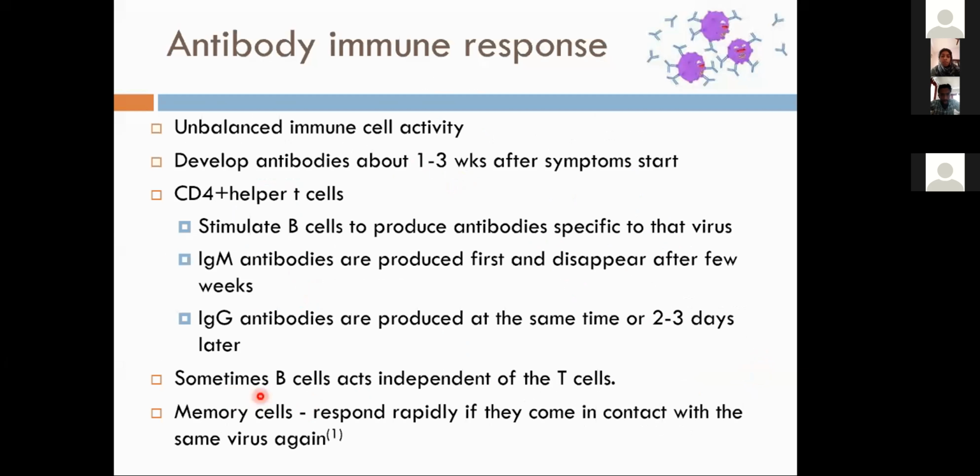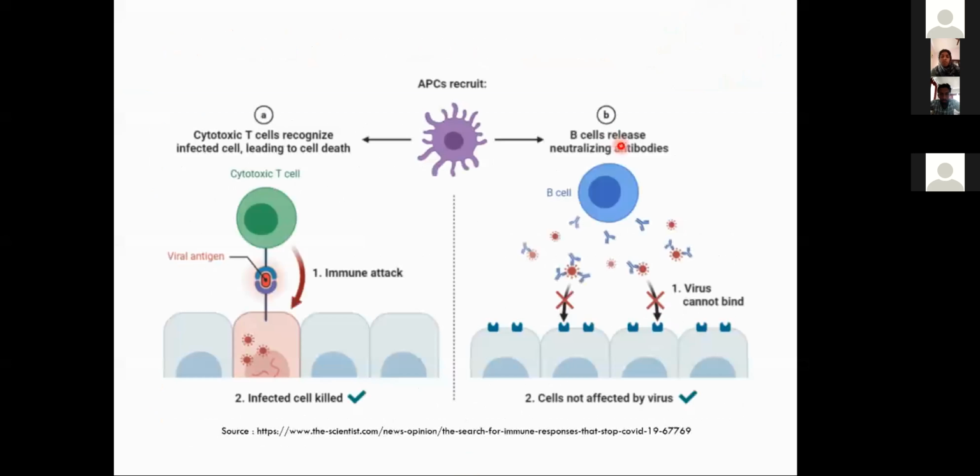Now let us look at how the B cells act here. B cells act independently of the T cells. They act as memory cells which respond rapidly if they come in contact with the same virus again. The B cells release agglutinin neutralizing antibody, which prevents the virus from binding with the receptors, which protects the cell from the virus attack.